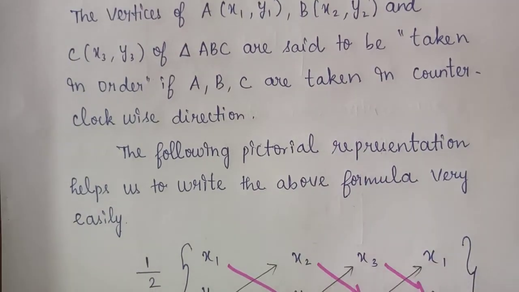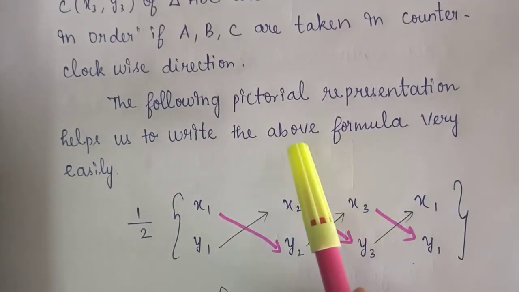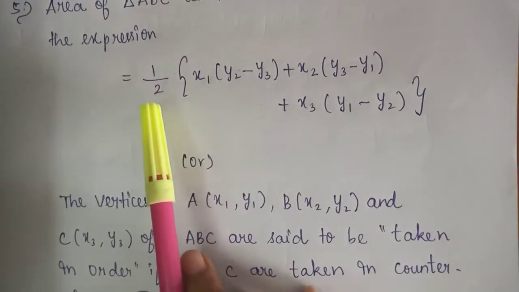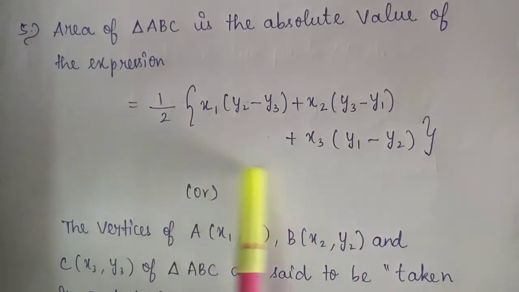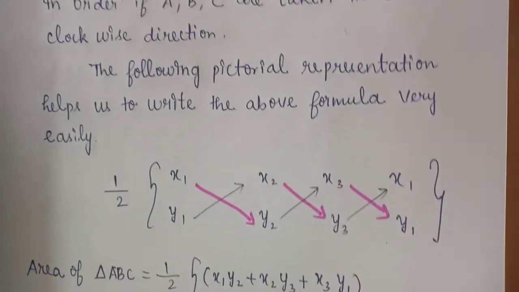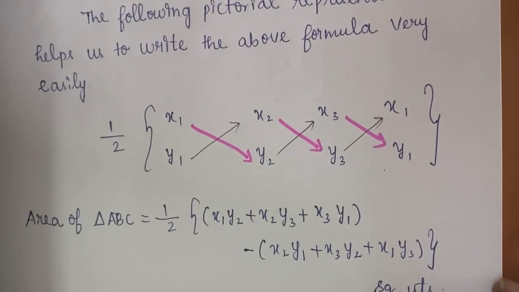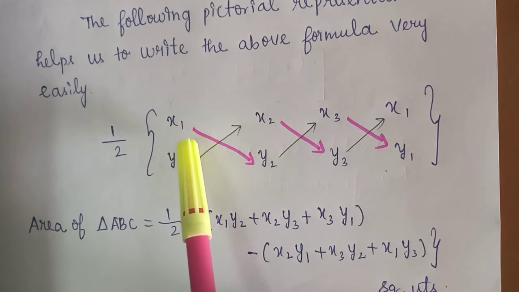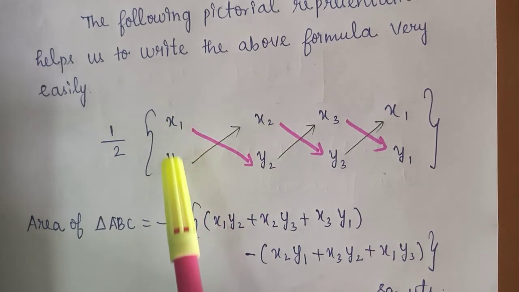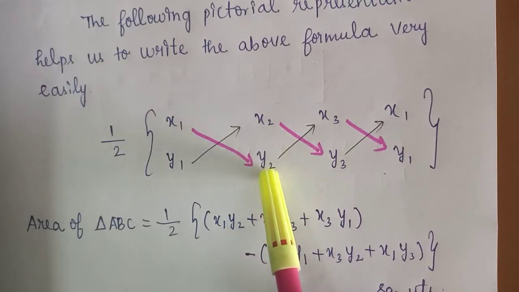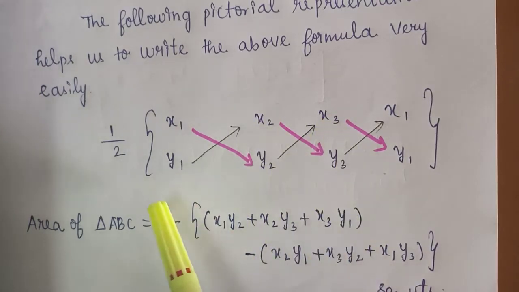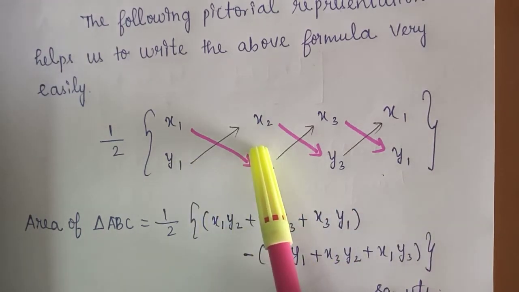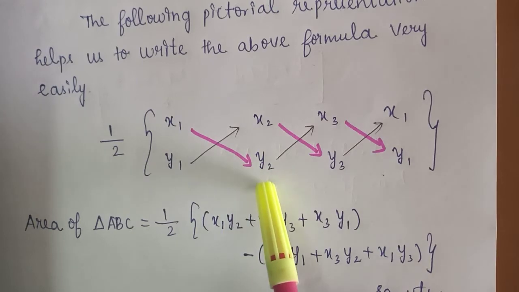The following pictorial representation helps us to write the above formula very easily. Before, the formula for the area of a triangle was very difficult to learn by heart. So by using this we can easily write the formula. First you have to write 1 by 2, then the vertices of the given points x1, y1, x2, y2, x3, y3, then again x1, y1. This is nothing but the cross multiplication method. In previous classes itself we saw it.